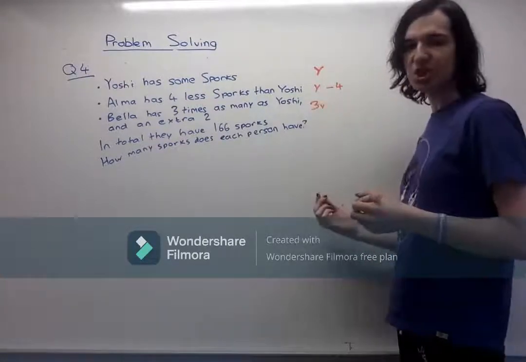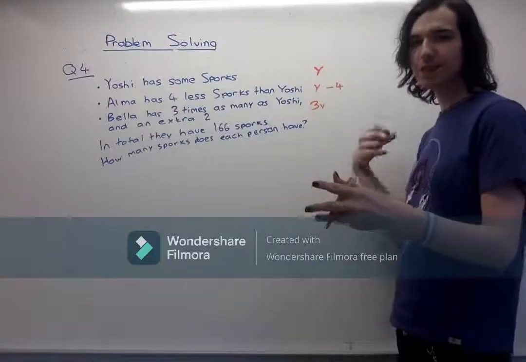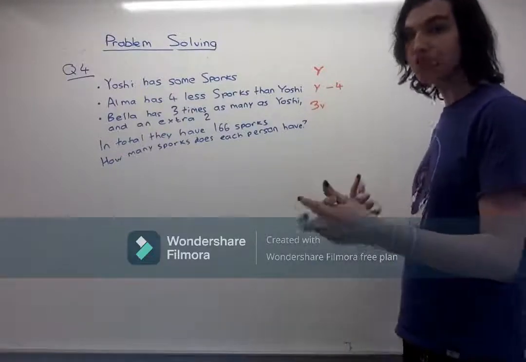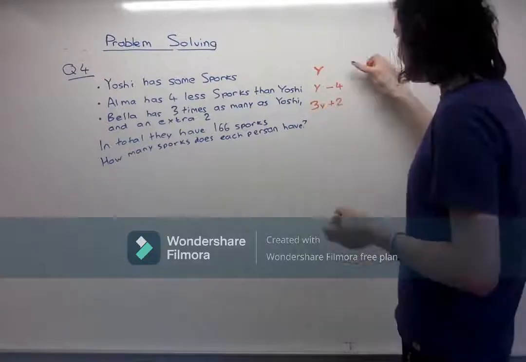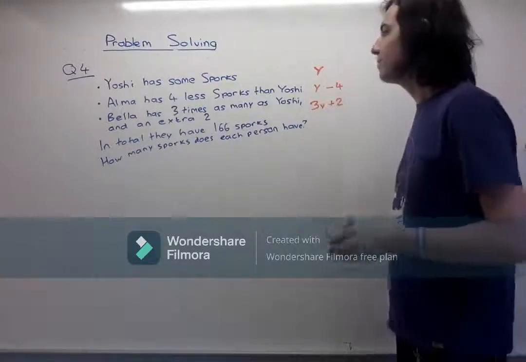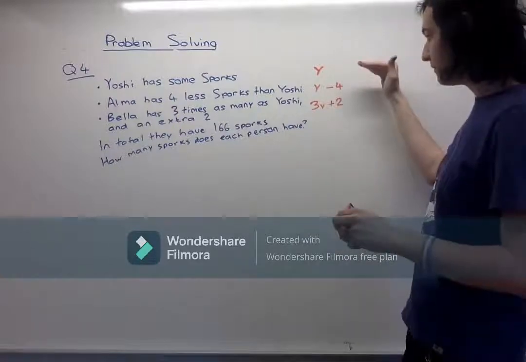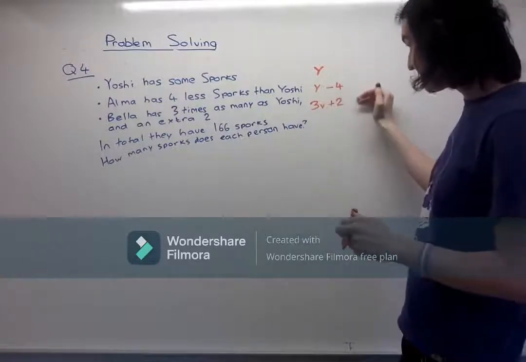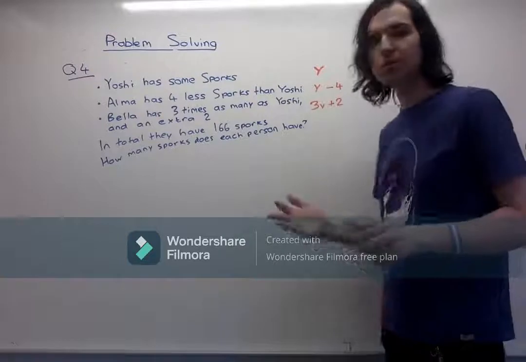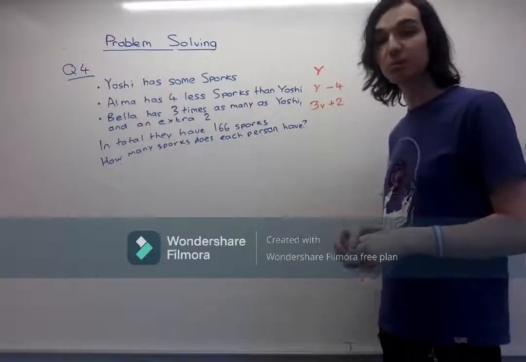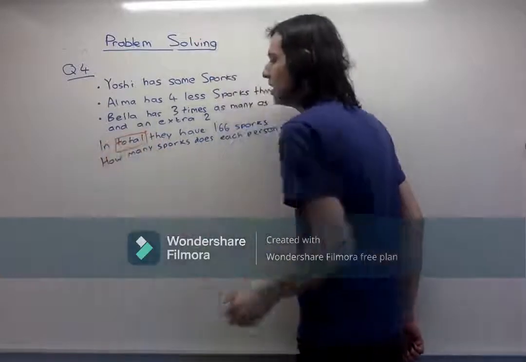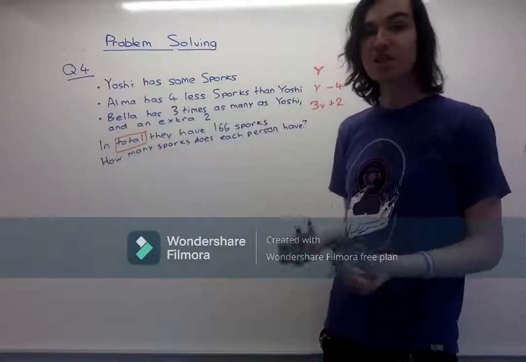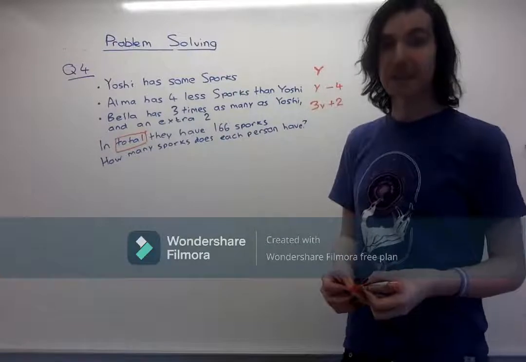And an extra 2, so 3 times as many, and we've given Bella an extra 2, so 3y plus 2. So we've now got expressions for each and every person. This is Yoshi's expression, this is Alma's expression, and this is Bella's expression. We're told in total they have 166 sporks. Important word here, total. And it's involving every single person. So we need to make sure every single character is accounted for here.